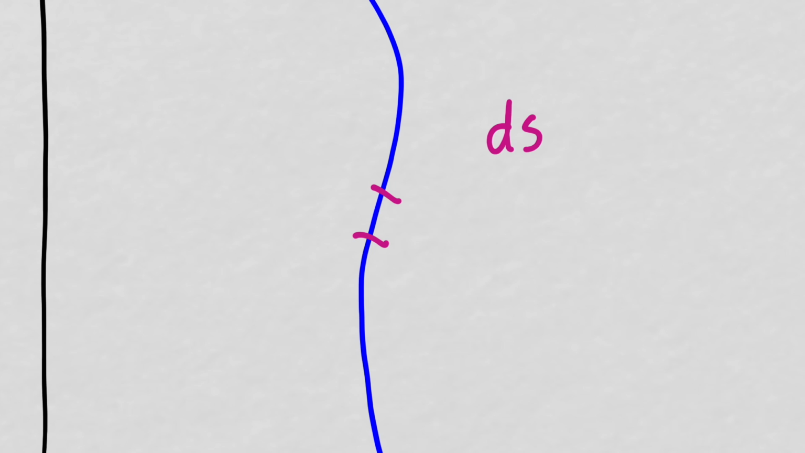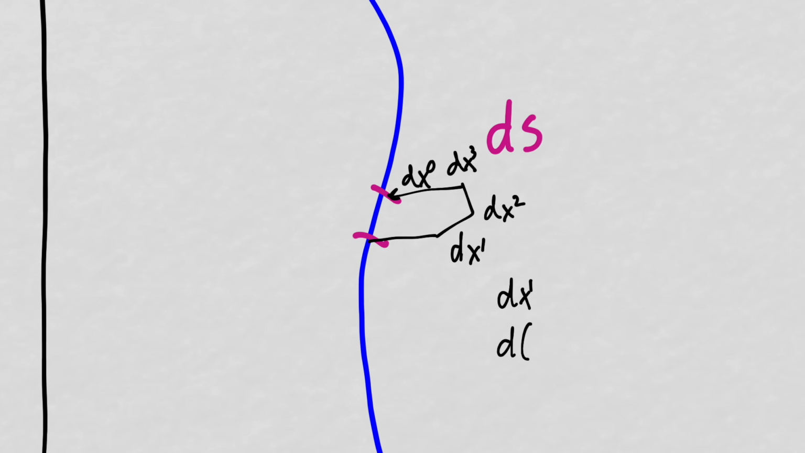And that little piece of path's length is clearly going to be, if we blow it up even more, a little bit of dx1, a little bit of dx2, and a little bit of dx3, and to close it up, some dx0. And each of these, when I write dx1, what I'm really writing is dx1 of the parameter sigma, right? So there's always that inferred parameter there.